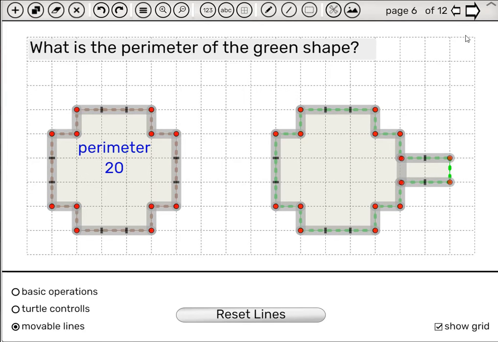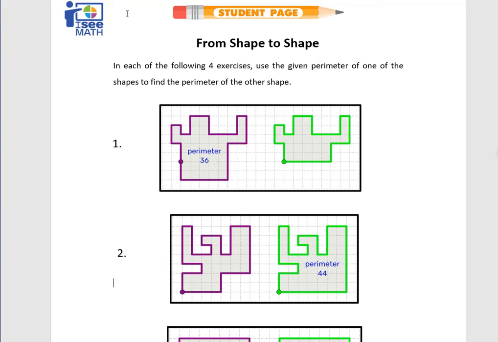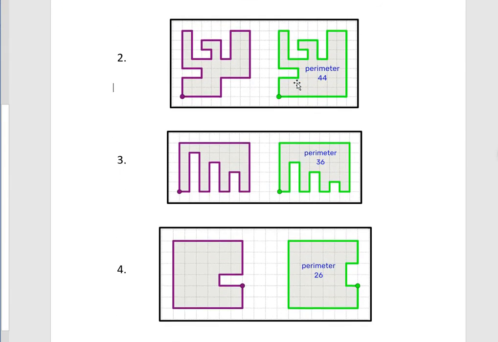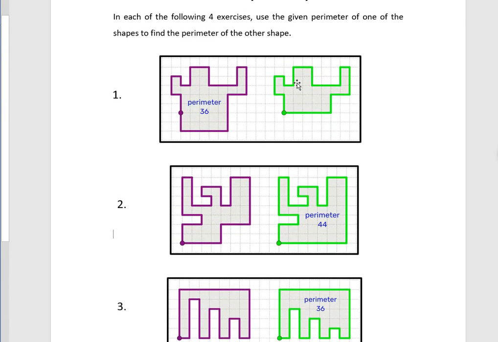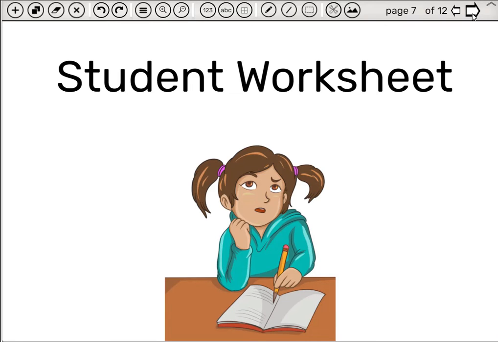At this stage in class, we move to a student worksheet. This is a PDF file with 1 page that we print out for the students. It looks like this. And the instructions are, in each of the following 4 exercises, use the given perimeter of one shape to find the perimeter of the other shape. Let's have a glance at the questions. And we have the same 4 questions back in the app itself. Let's see them there. And we're back.